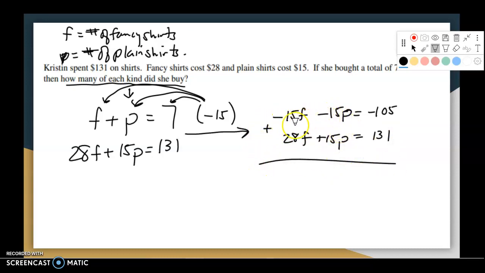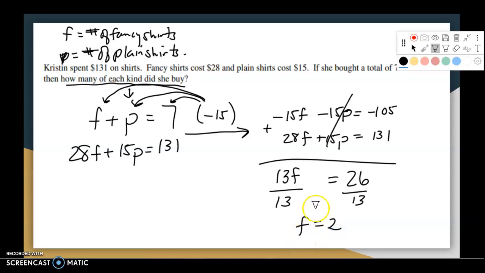So now I'm going to add these 2 equations together. So negative 15F plus 28F is 13F. Negative 15P plus 15P, they eliminate each other. They're 0. And negative 105 plus 131 is 26. Okay, so now if I divide both sides by 13, I get F equals 2. So she bought 2 fancy shirts.